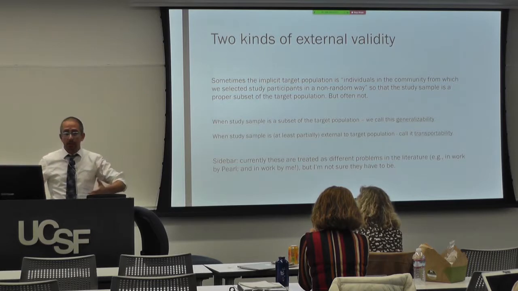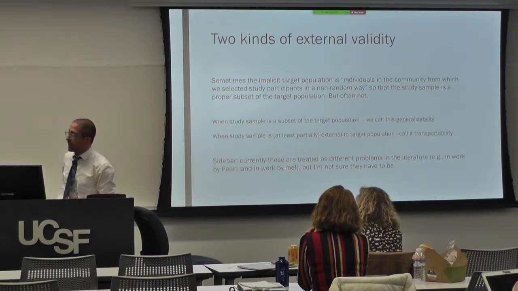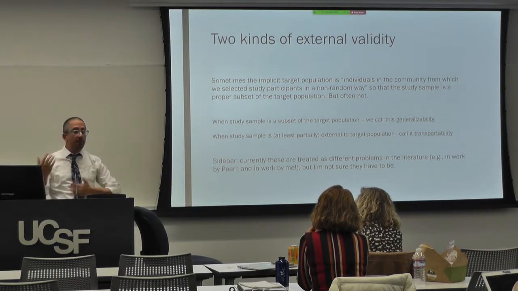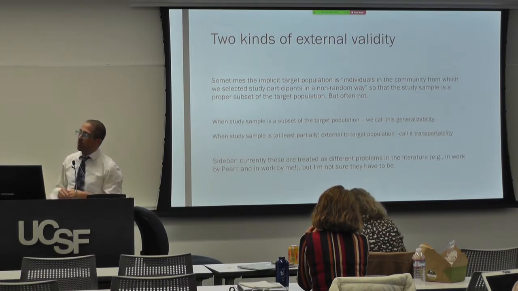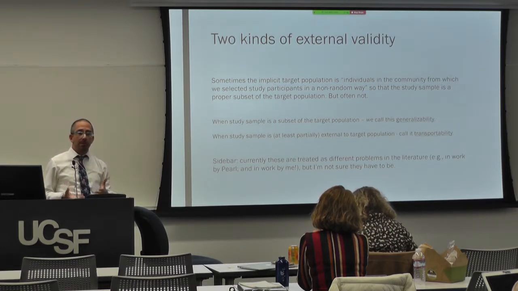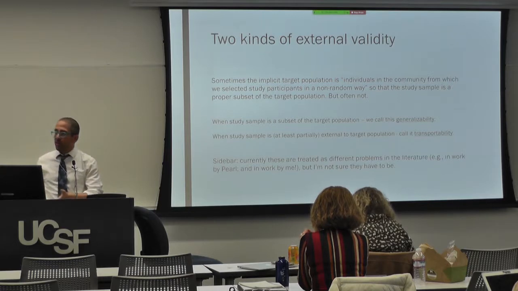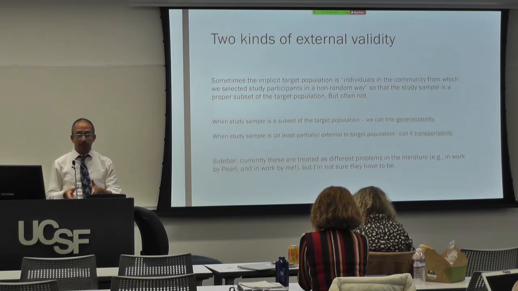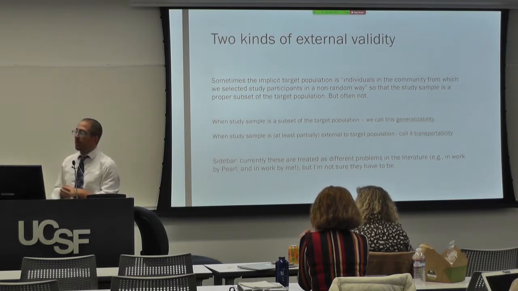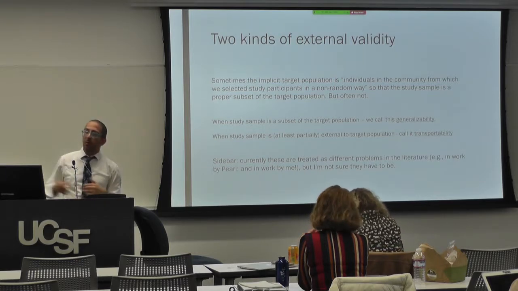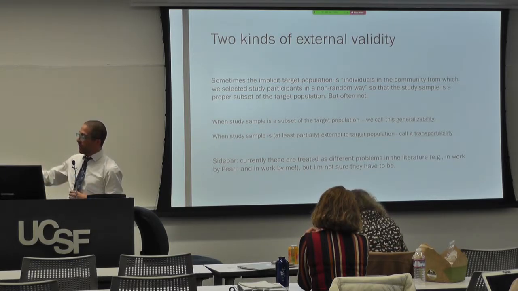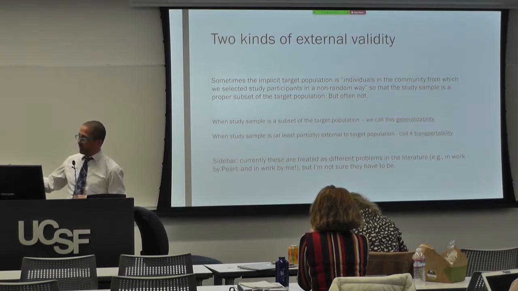So this is how I'm thinking about external validity. In the literature currently, there is a distinction made between two different types of external validity problems, generalizability and transportability. By generalizability, people generally mean that the study sample is a proper subset of the target population. I'm interested in the target population of California, and so I do a study among a select group of Californians, right? Then I have a problem of generalizability. But if I want to apply the results of that study to North Carolina, that's transportability.